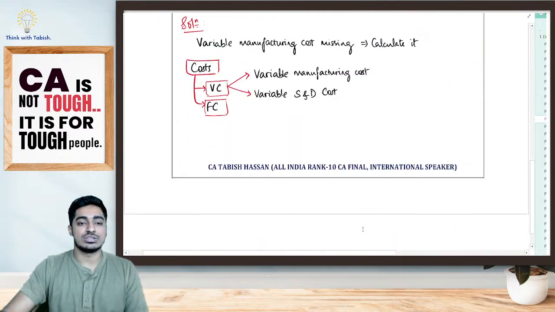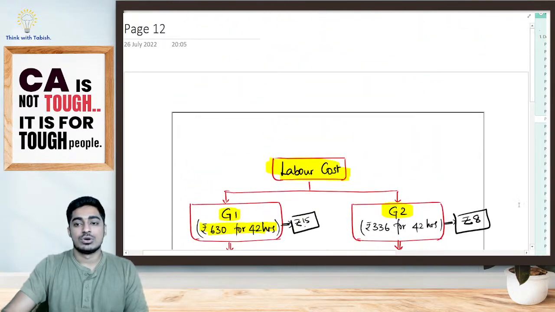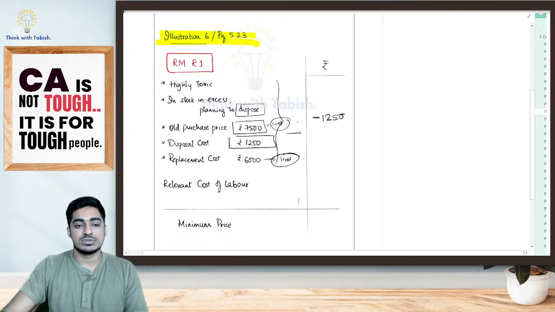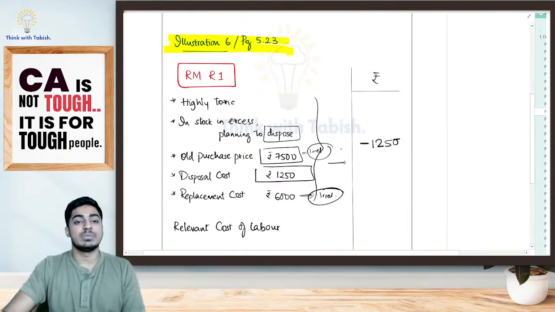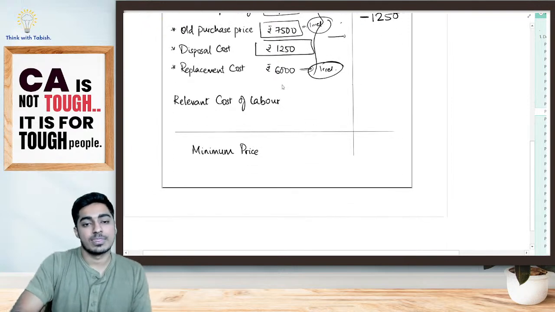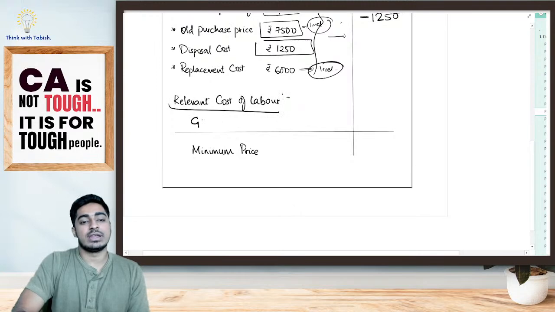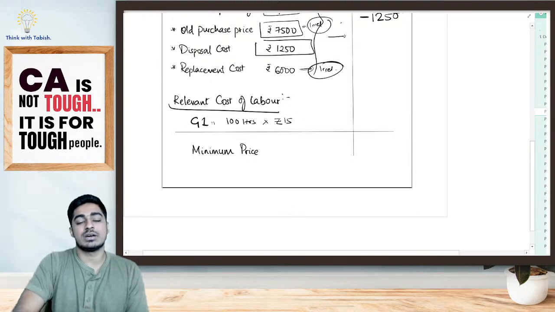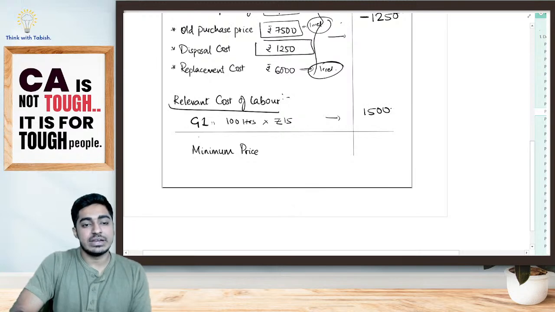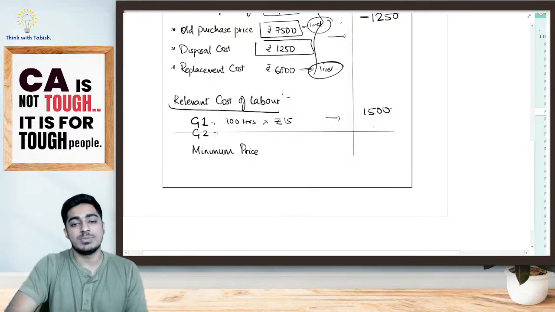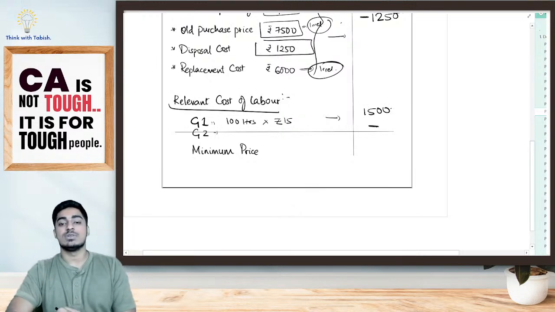Now calculation of total relevant cost. Look at this, students. Relevant cost of labor, you can write it down. Grade 1 employees, for 100 hours I need to be paying at the rate of 15 per hour. It will be 1500 rupees. And for grade 2 employees, I will not be paying anything. The relevant cost will be nil.